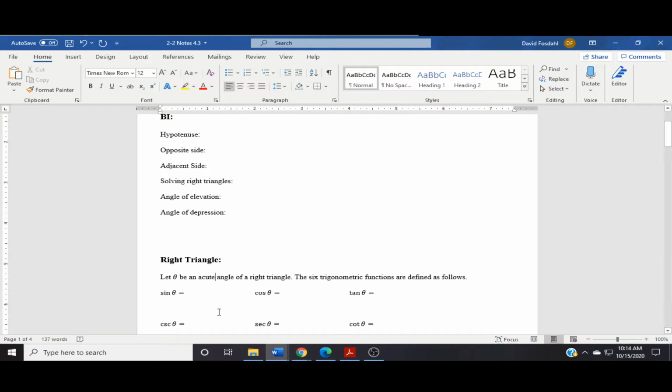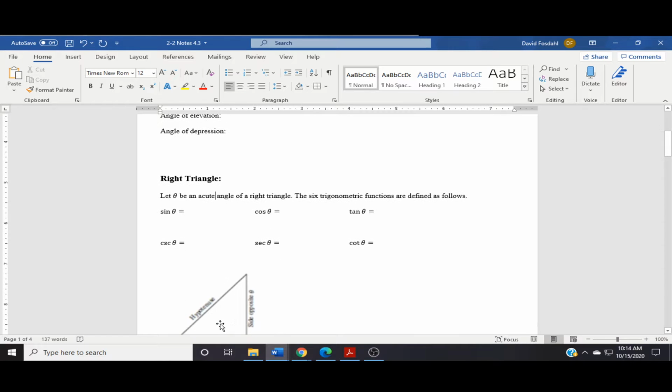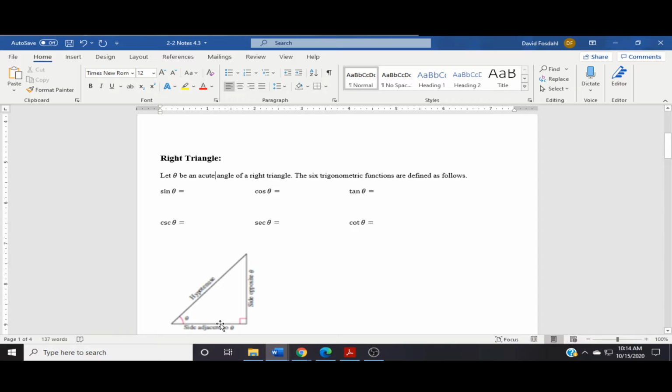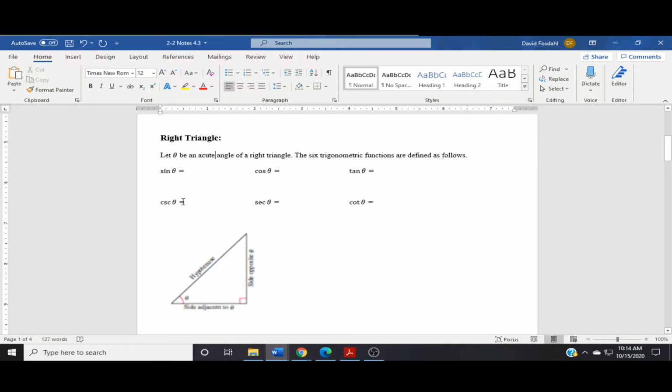So these formulas, sine, cosine, tangent, cosecant, secant, cotangent, are actually going to be only defined this way for right triangles, okay? So bear in mind, only for right triangles there's going to be this formula. So let's look at what we will get.